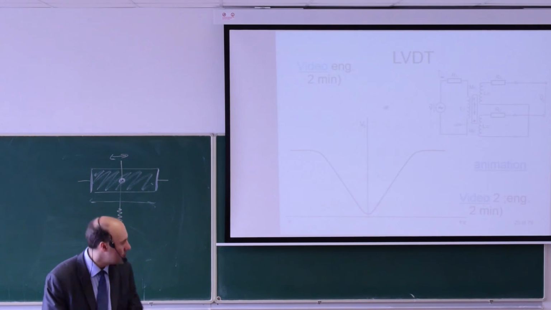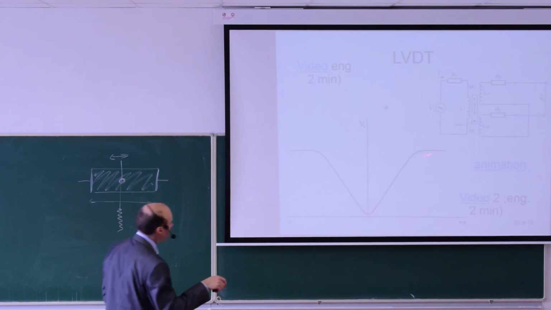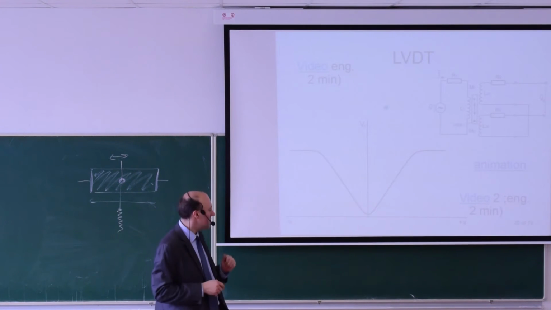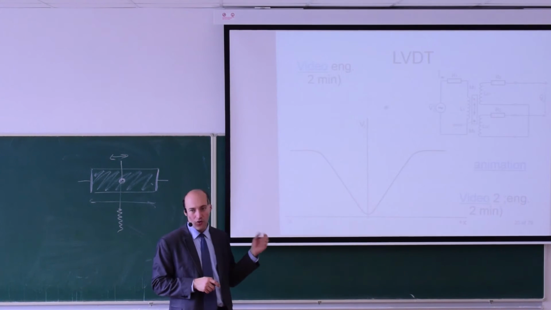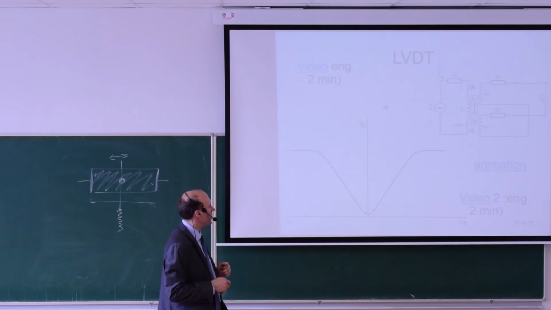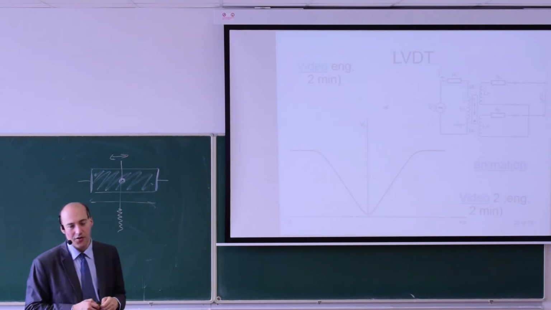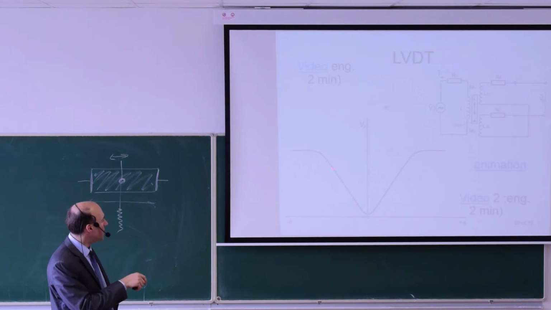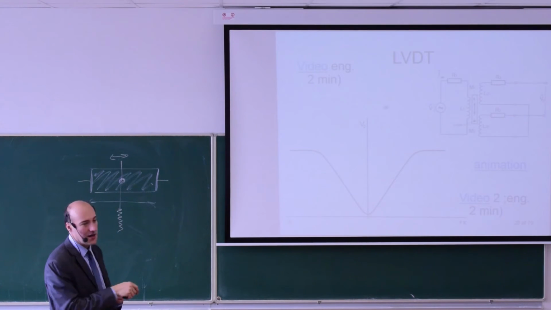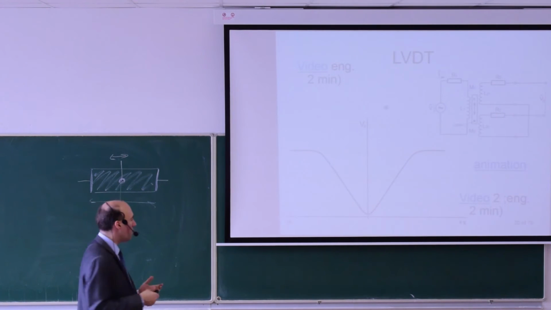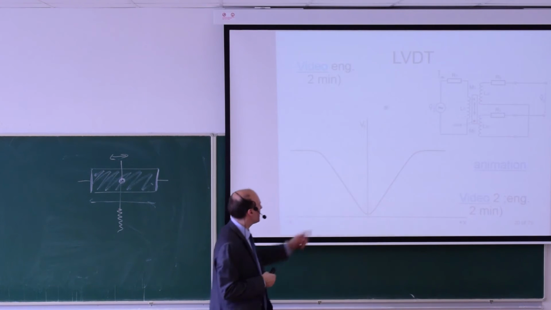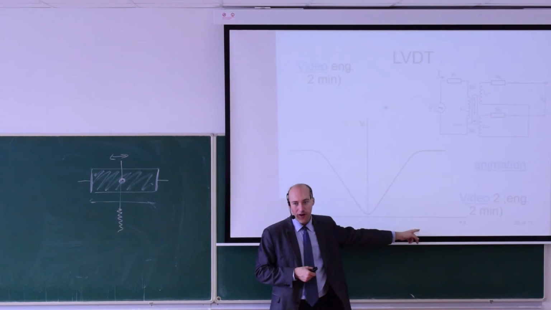Now the section that you see here, here and here, the flat section, means that the core is all the way out from the transformer and it does not have any effect on the voltage. So here I can use the sensor only in this range or in this range. Or if I combine it, I can use it from here to there.